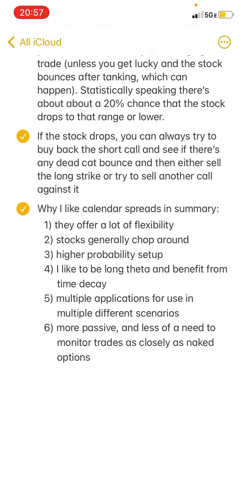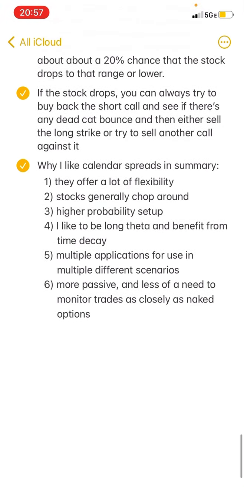So just in summary, why I like calendar spreads. Number one, they offer a lot of flexibility. Number two, stocks generally chop around, right? Especially here lately, you don't see some rocket ride going on, right? So more times than not, you're going to benefit from this range bound action, right? They're generally a higher probability setup, okay? And also, I love to be long theta and benefit from time decay, as opposed to being short theta and you're losing money from time decay, okay?